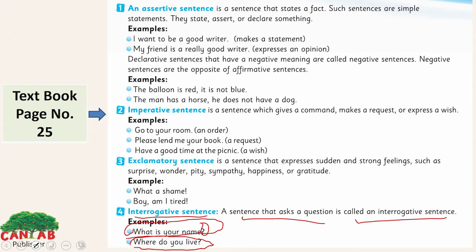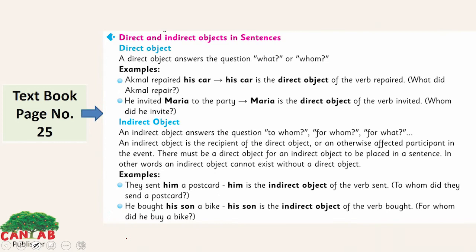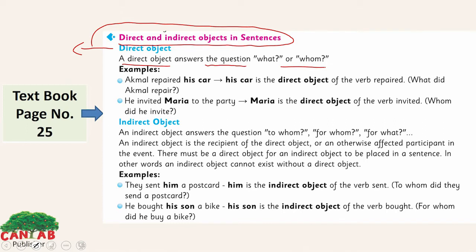We are interrogating someone. Now look at the direct and indirect objects in a sentence. What are these? Let's first discuss the direct object first. A direct object answers the question what or whom. For example, Akmal repaired his car. His car is the direct object of the verb repaired. What did Akmal repair? His car.